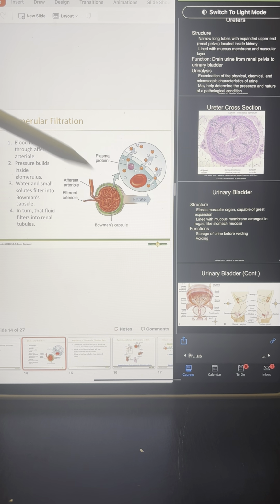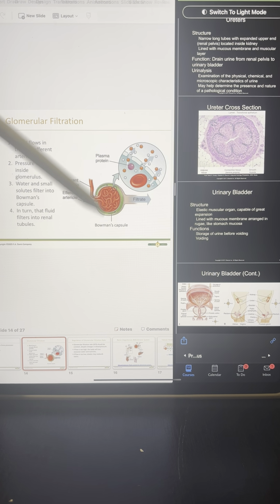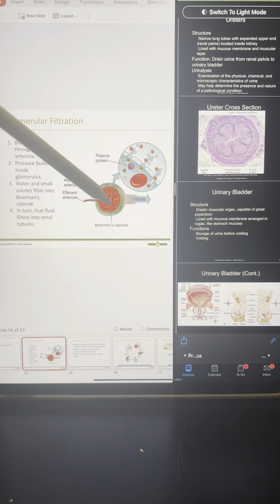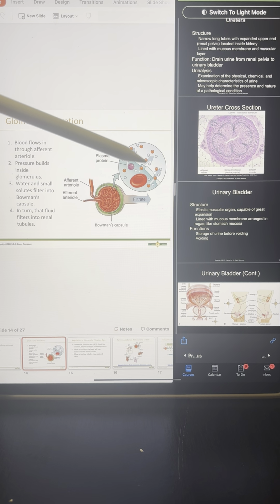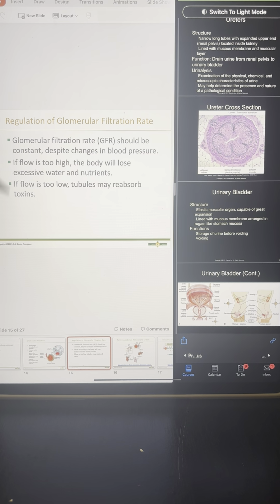Blood flows. So one more time on this, filtrate. Remember I said because it gets smaller, pressure causes things to move out. Typically we shouldn't be losing red blood cells. Blood flows in through the afferent arteriole. Pressure builds inside the glomerulus. Water and small solutes filter into the Bowman's capsule. In turn, that fluid filters into your renal tubules.